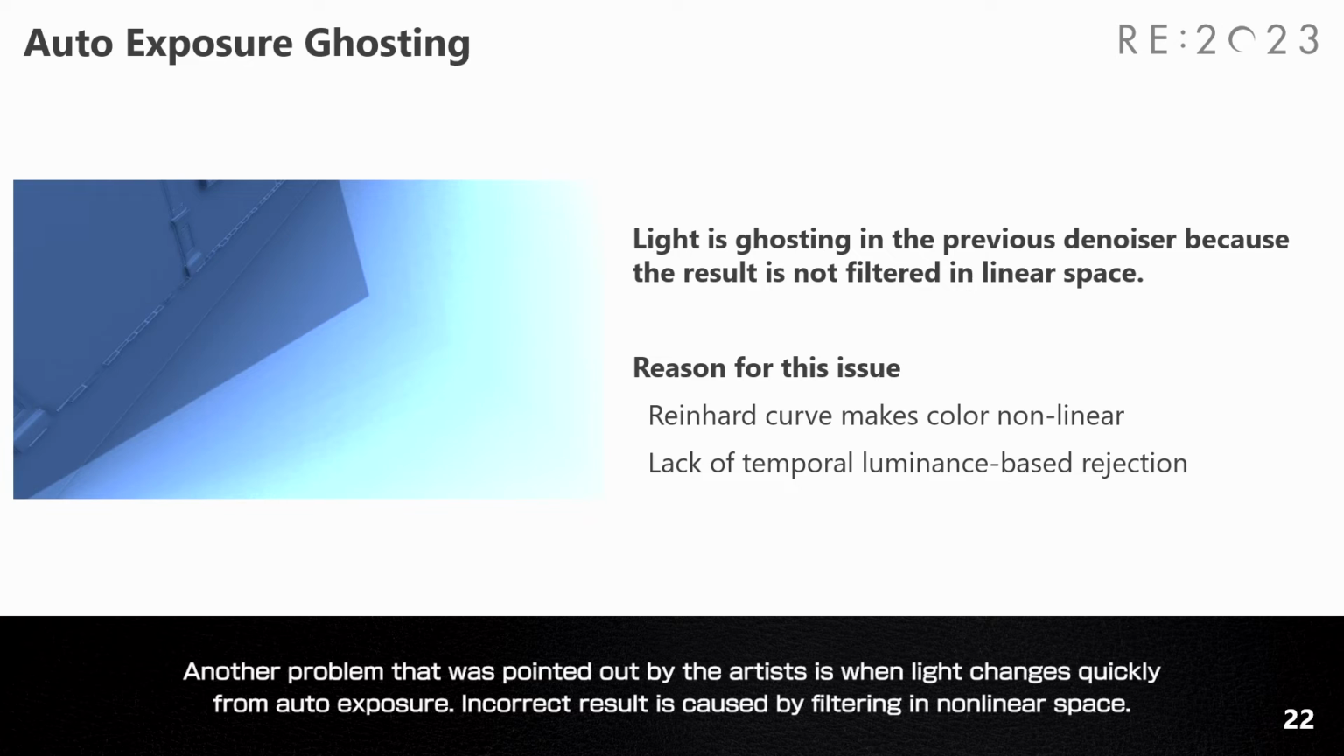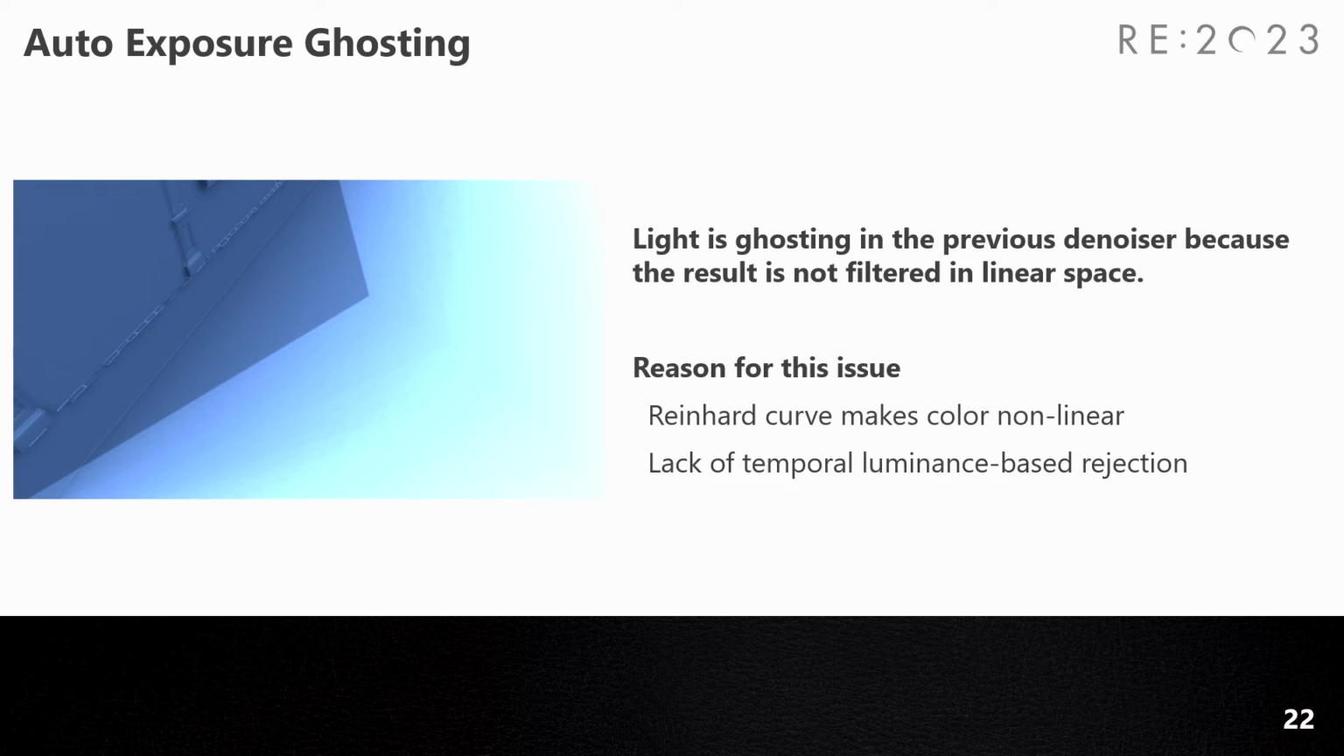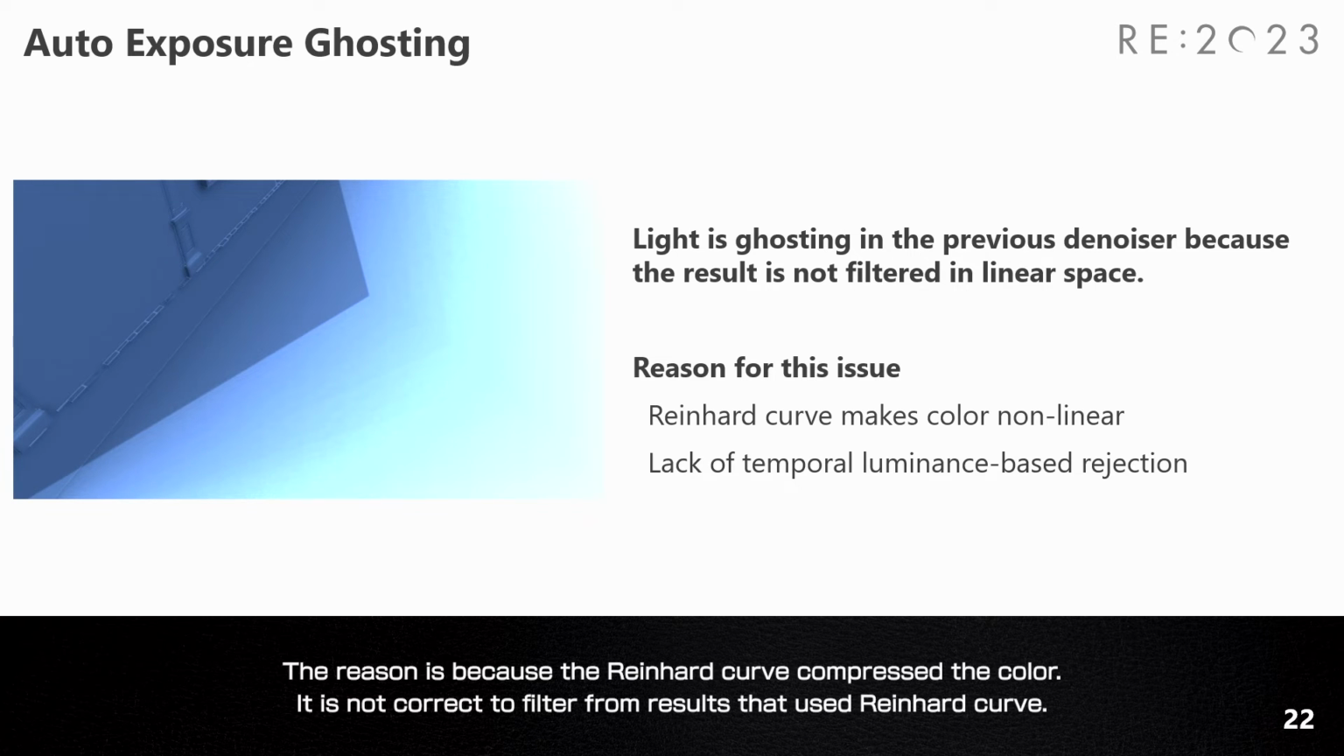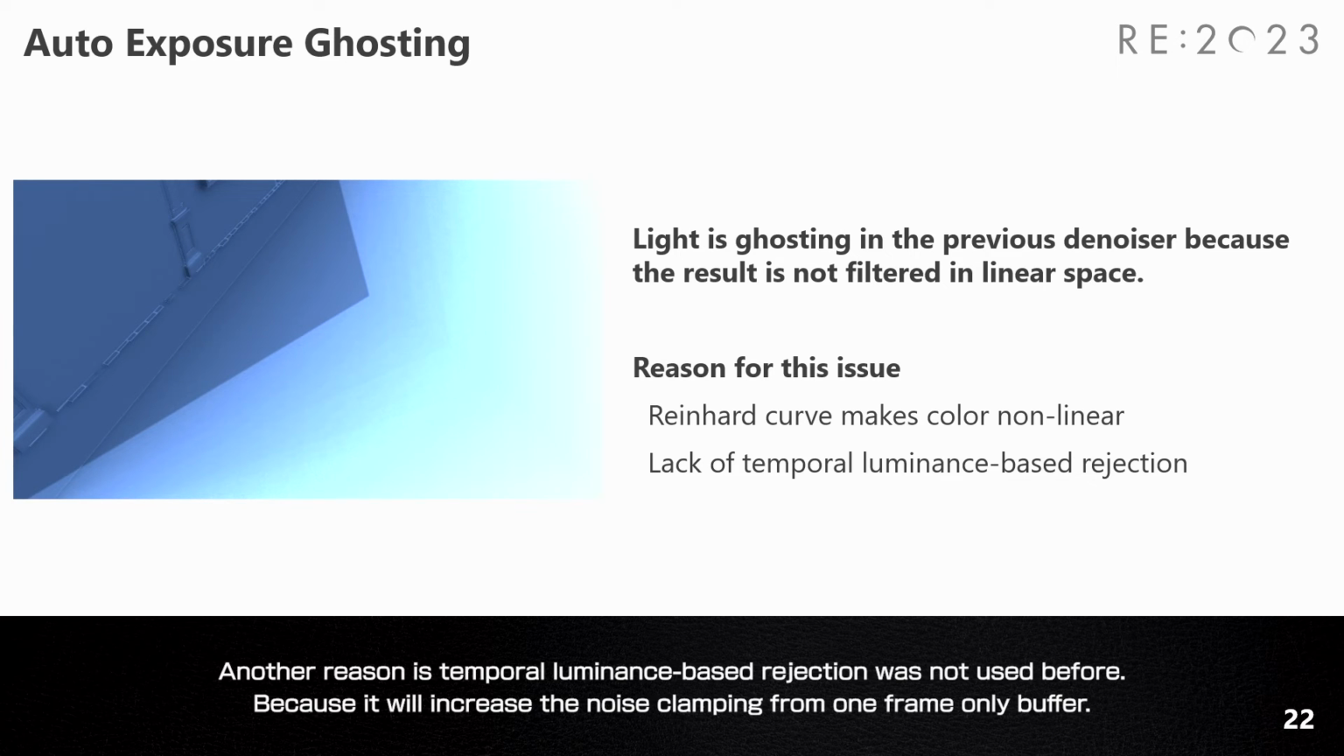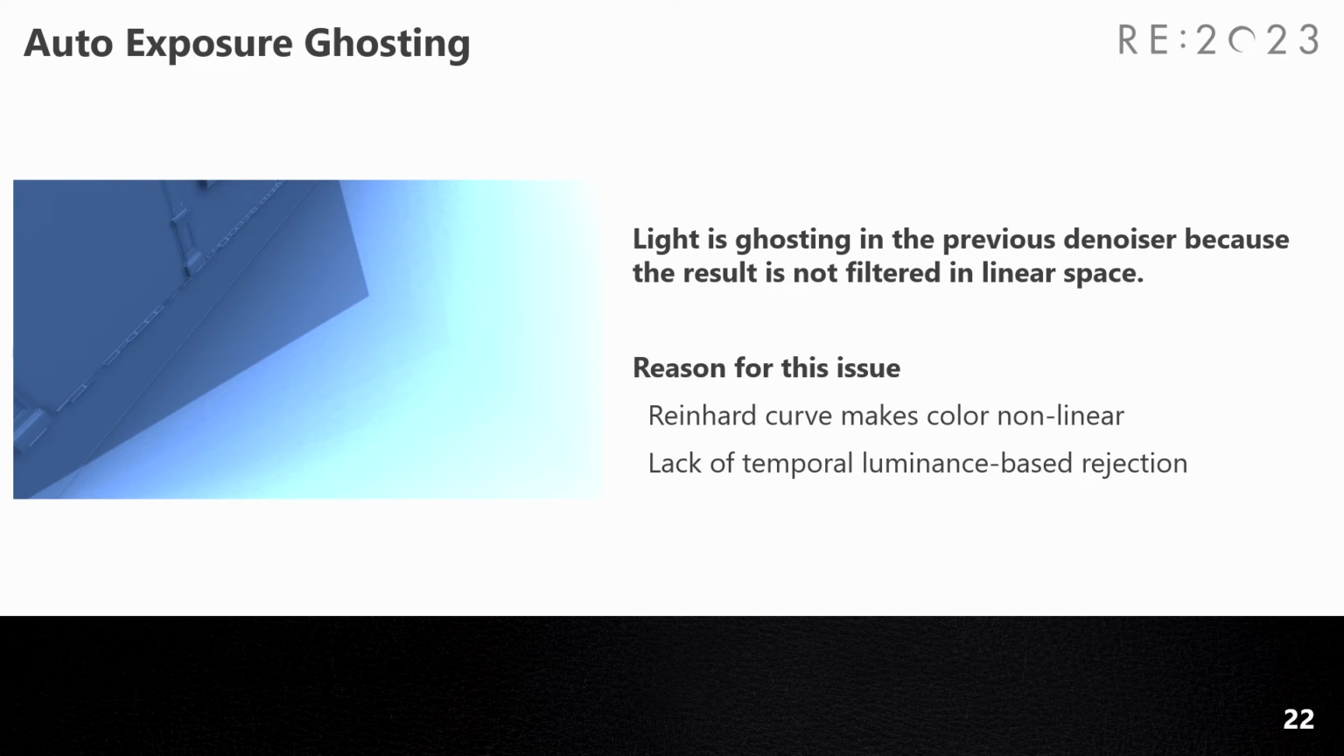Another problem that was pointed out by the artist is when light changes quickly from auto-exposure. Incorrect results are caused by filtering in nonlinear space. The reason is because the Reinhard curve compressed the color. It is not correct to filter results that use the Reinhard curve. Another reason is temporal luminance-based rejection was not used before, because it will increase the noise clamping from one-frame-only buffer.